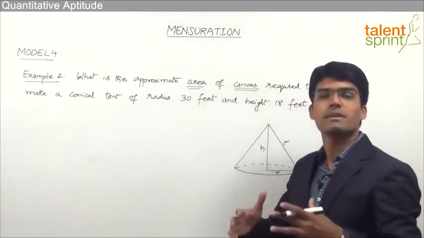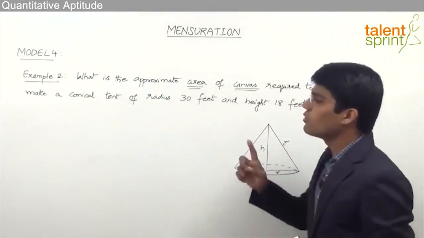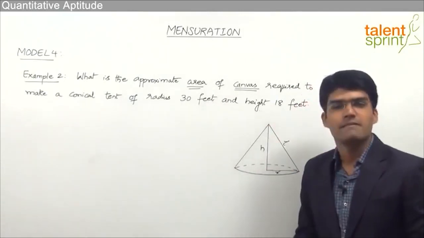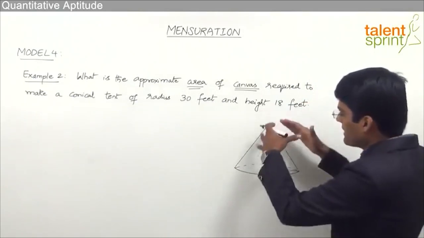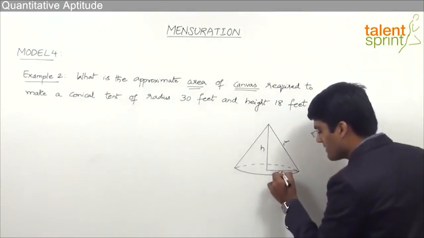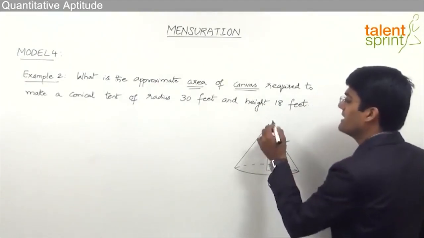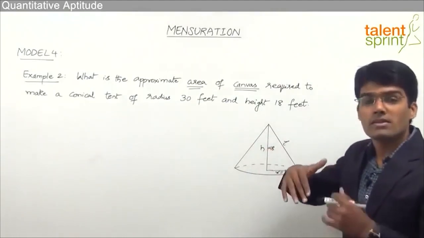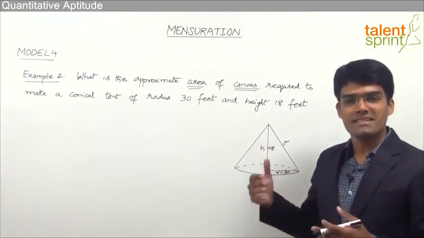Area of the canvas is nothing but the cloth which is used to make a conical tent. The radius is 30 feet and the height is 18 feet. Now we know that a conical tent will appear as shown in the figure here. The radius is given as 30 feet, and the height is equal to 18 feet. We are supposed to find out how much canvas or how much cloth will be required to make this tent.